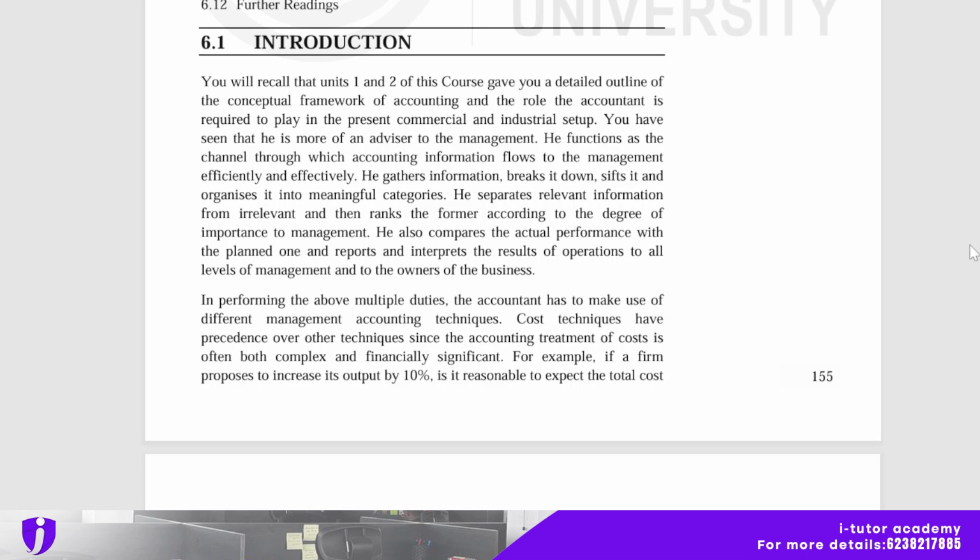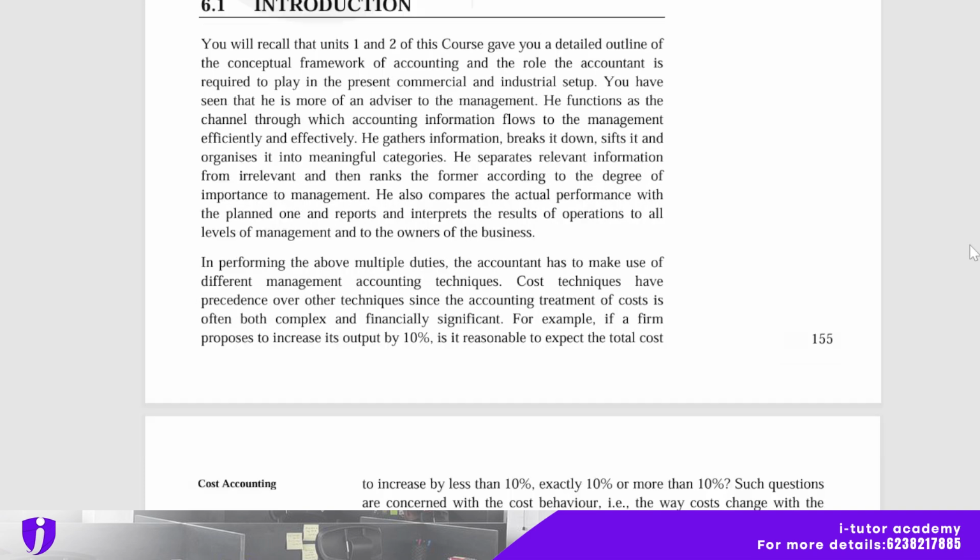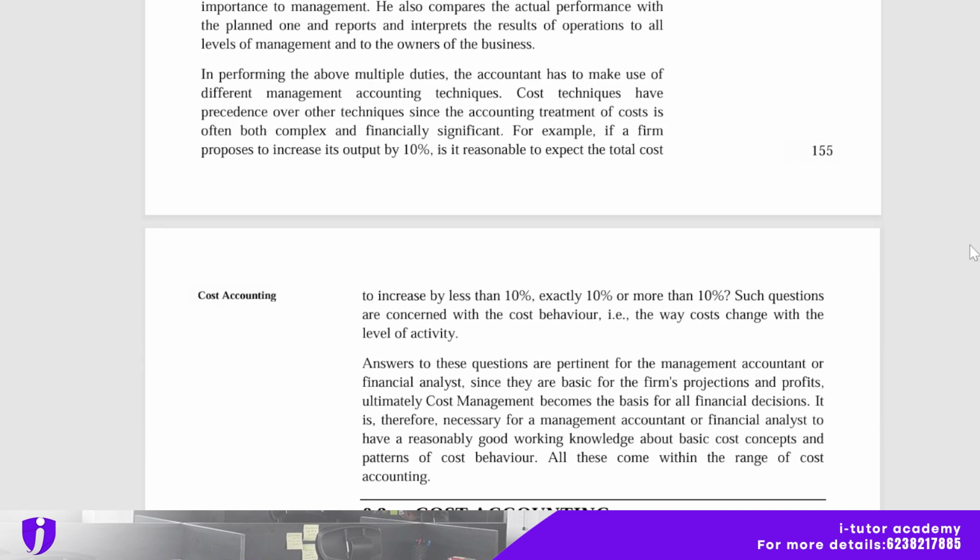He gathers information, breaks it down, sifts it, and organizes it into meaningful categories. He separates relevant information from irrelevant and then ranks the former according to the degree of importance to management. In performing the above multiple duties, the accountant has to make use of different management accounting techniques. Cost techniques have precedence over other techniques since the accounting treatment of cost is often both complex and financially significant.